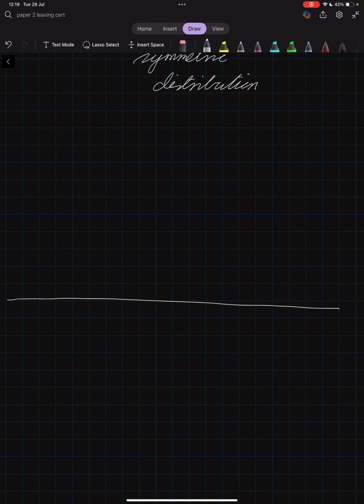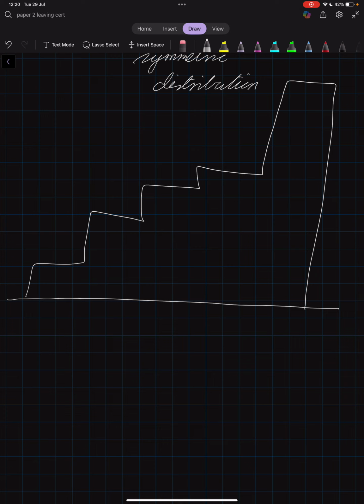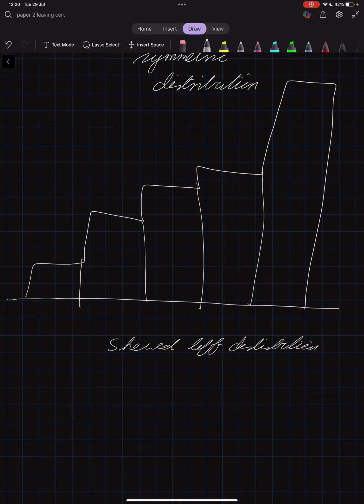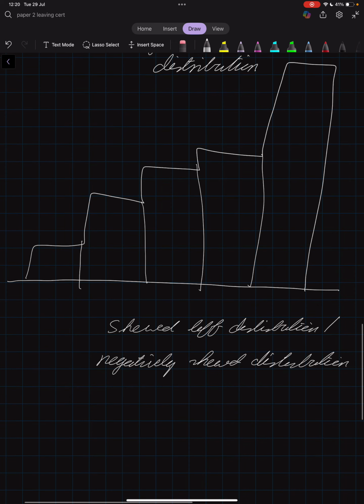Now, if you have something like this, like this one, then you would call this a skewed left distribution, or you would simply say it's a negatively skewed distribution. Basically because it's just skewed to the left, okay?